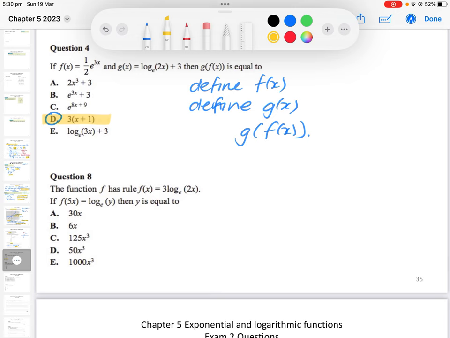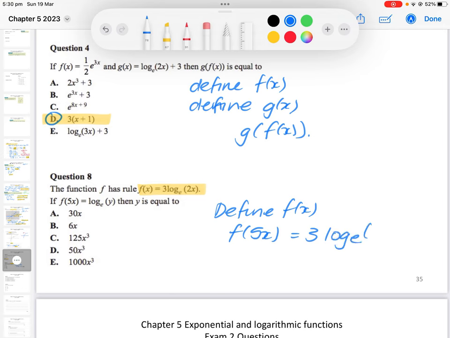Function f has a rule that f of 5x. Again, I'd just define f of x and then write in f of 5x, or you could just do it by hand, couldn't you? Because f of 5x is just replacing x with 5x. And then if that doesn't match any of the answers, so we go log e. This could be 10 cubed, 1000 x cubed. So y is equal to 1000 x cubed.